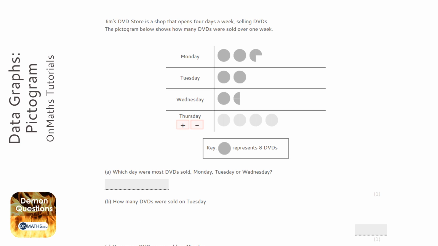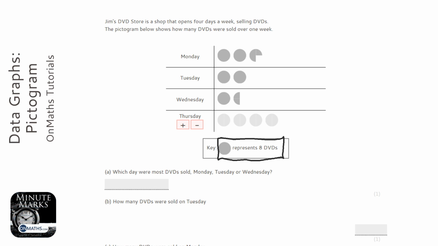First thing to look at with a pictogram, which this is, is the key. Now the key tells us what each picture represents. So if you have a look at the key here, it says each circle represents 8 DVDs. Now that's the complete circle. So it says, what day are the most DVDs sold? Monday, Tuesday or Wednesday? Well, you can always just look at which has the most shapes.